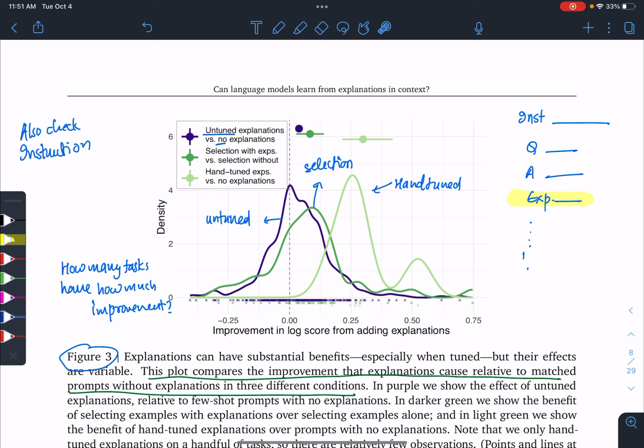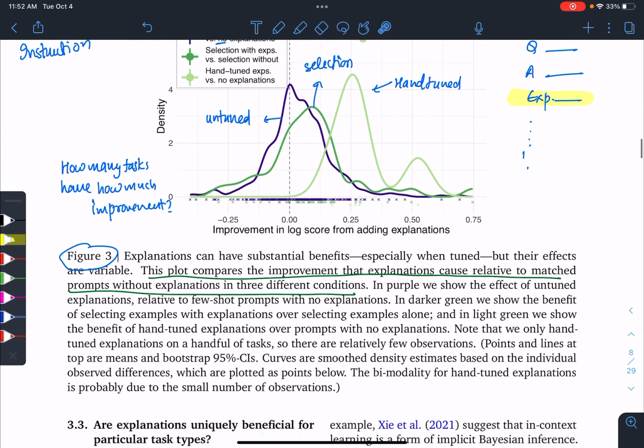Selection with explanation, selection without, it means that we are greedily selecting the examples, so it actually boosts the performance for many of the tasks. Hand tuned, there are not many hand tuned, but whatever they have, it shows the maximum boost in the performance. Okay.